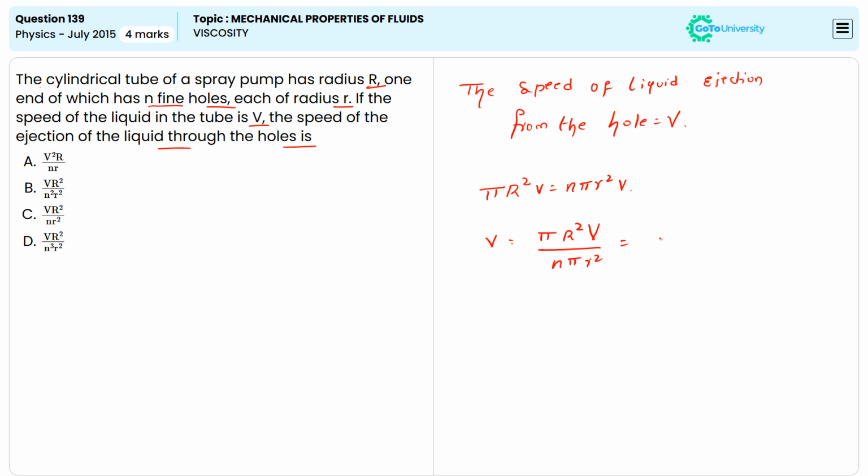We can rearrange this as v r square divided by n r square. V r square by n r square. So option C is the right answer.